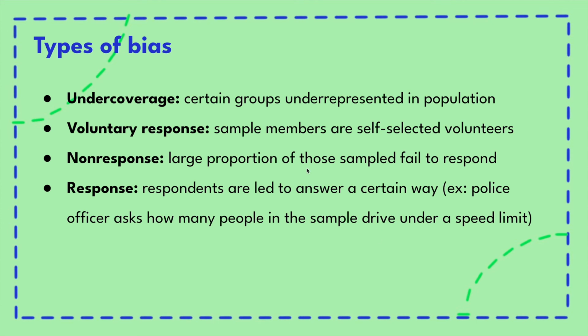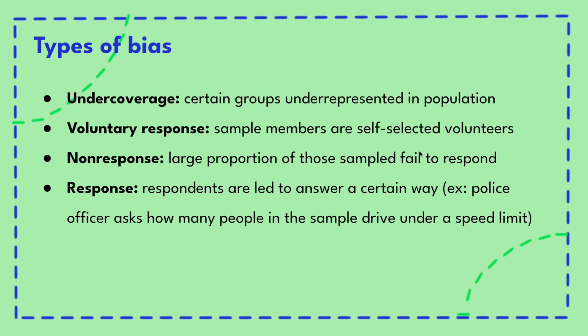So here, under coverage, certain groups are underrepresented in the population. This is what we were talking about with the cluster sample. You can miss out on some groups entirely. Next, we have voluntary response. When sample members are self-selected volunteers, that is a type of bias because they're choosing to participate. Next, we have non-response, when a large portion of those sampled fail to respond. So let's say we do an SRS and most of those people just don't respond. Then that's not good. That's a type of bias.